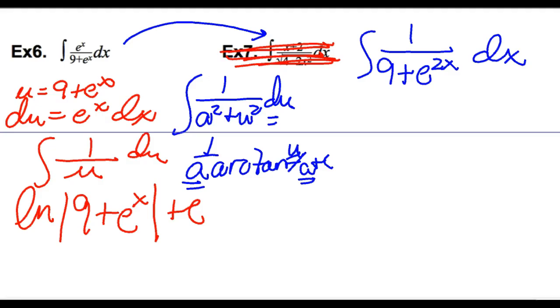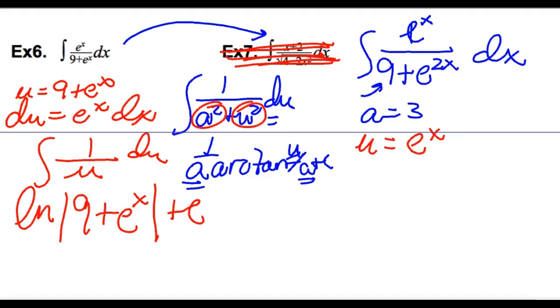I'm going to put an e to the x up there. Otherwise, it's not going to work. So let's say a is 3. Check. Let's say u is something squared. What squared equals e to the 2x? How about e to the x? e to the x times e to the x is e to the 2x. I've got u taken care of.